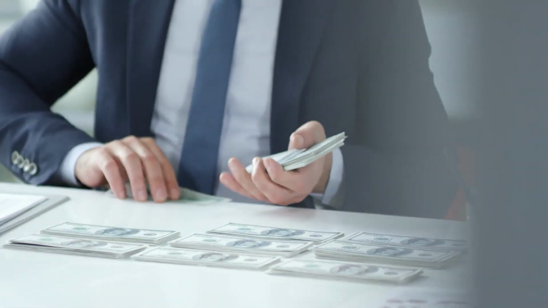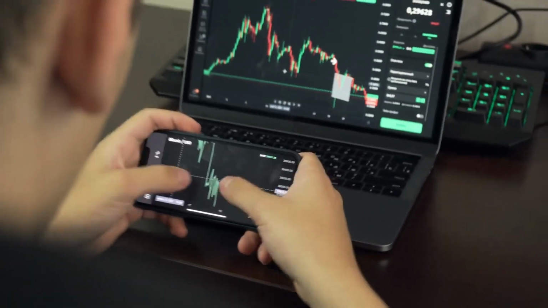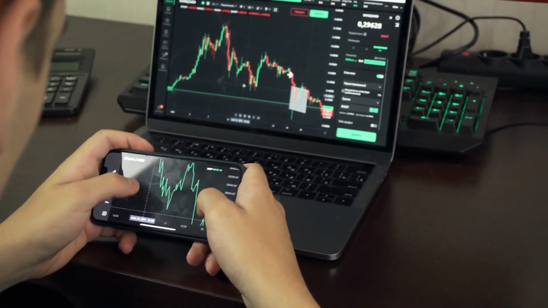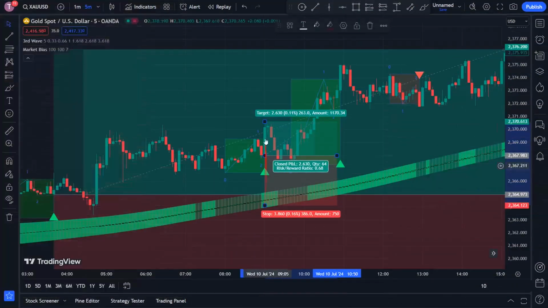If you learn money management properly and apply it to all your trades, you can definitely become a profitable trader and have a bright future ahead of you.